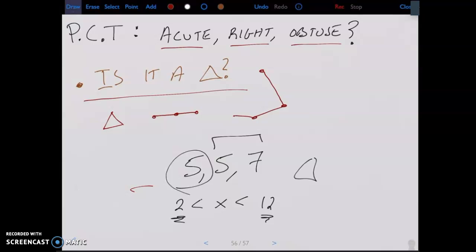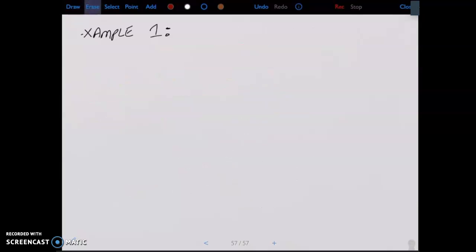The reason I'm teaching this to you is because in order to figure out if it's an acute triangle, a right triangle, or an obtuse triangle, you have to first determine if it's a triangle. If it's not even a triangle, you don't have to worry about it, right? So, example 1. Let me take a second here for this to change over. Actually, I have to teach you a little something first.